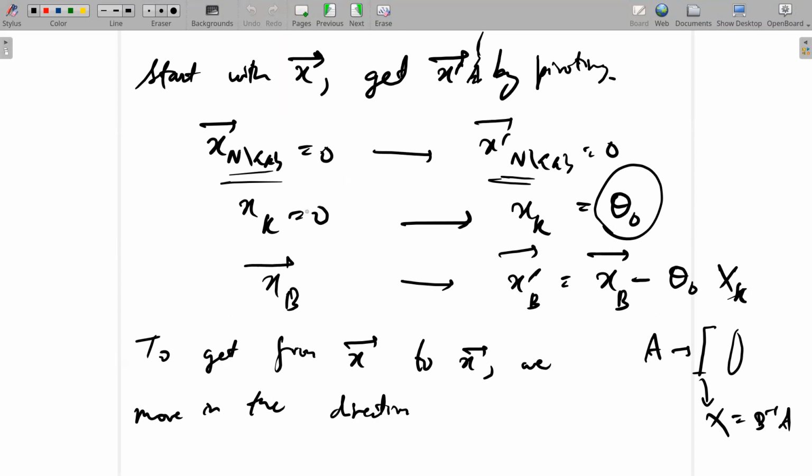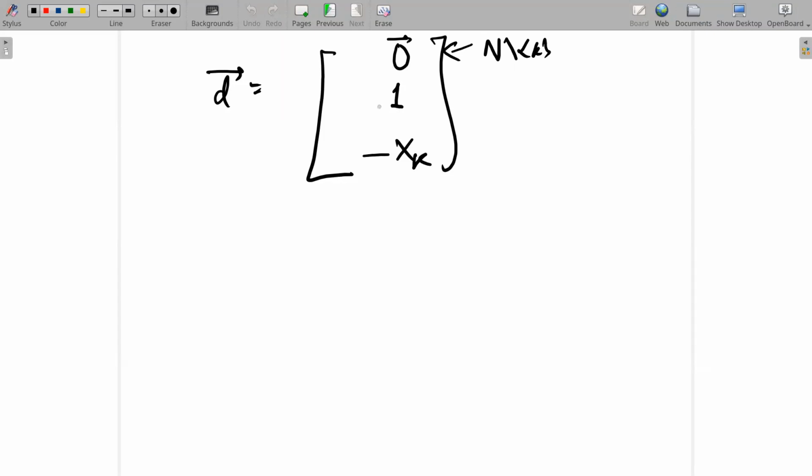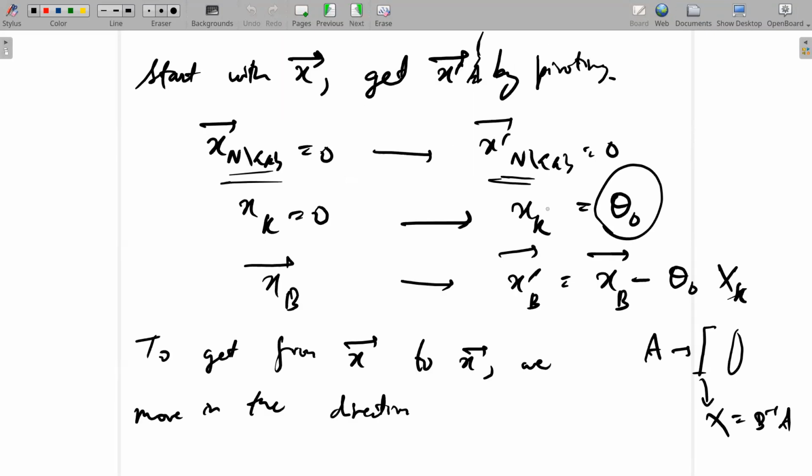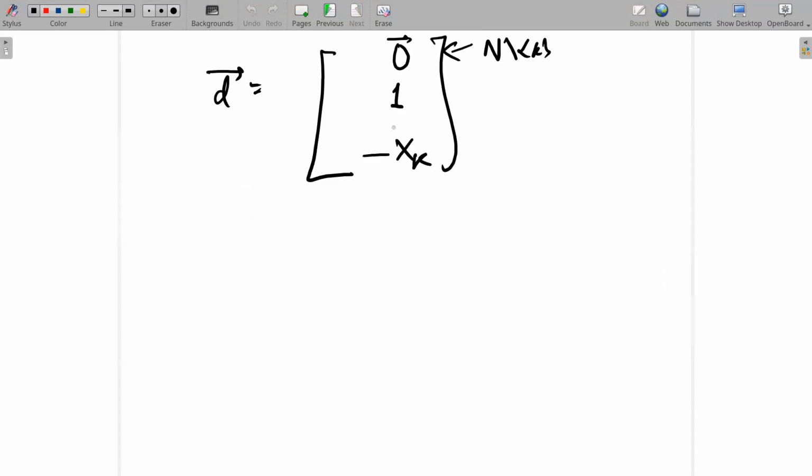Then from xk equals 0, you have moved by an amount of theta naught to xk. So I'll use this 1, because theta naught times 1 is theta naught. And then for xb, you have moved along this direction, minus theta naught times xk. So I'm just putting xk here. This corresponds to just the index k, and this corresponds to B, the indexing set.